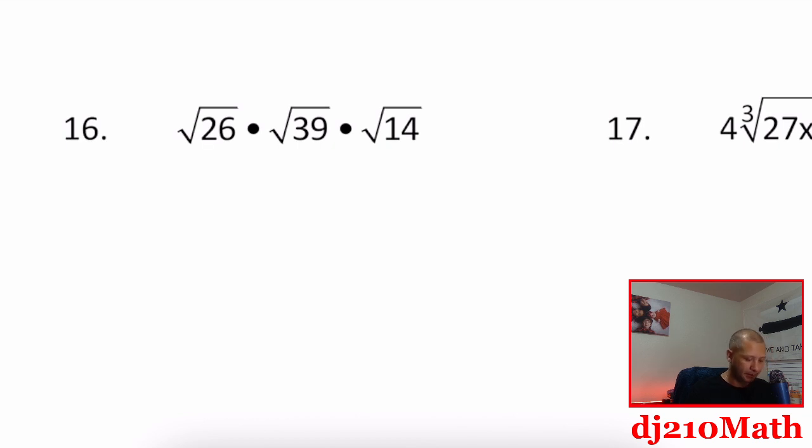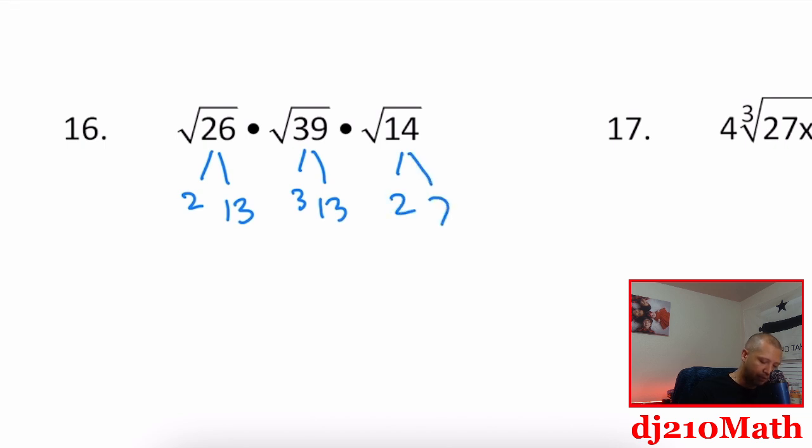Okay, number 16. If you put this in a calculator, we're going to multiply all these. You're going to get a crazy large number, and then you have to simplify it anyway. So it's best to just simplify it now. 26 is 2 times 13. 39 is going to be 3 times 13. 14 is 2 times 7.